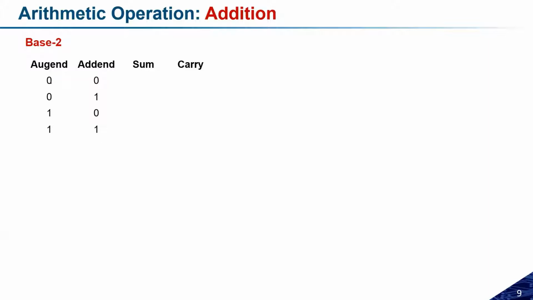If I'm adding 0 with 0, the sum will be 0 and the carry will also be 0. If I'm adding 0 with 1, then the sum will be 1 and the carry will be 0. Similarly 1 plus 0, the sum will be 1 and there is no carry generation, so it will be 0. But if I'm adding 1 plus 1, can anyone tell what the numbers will be here?